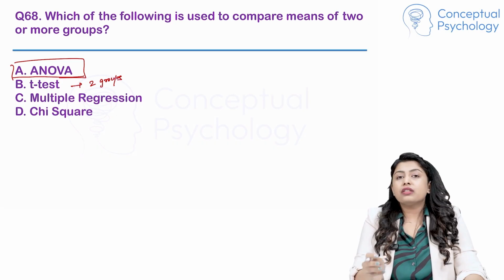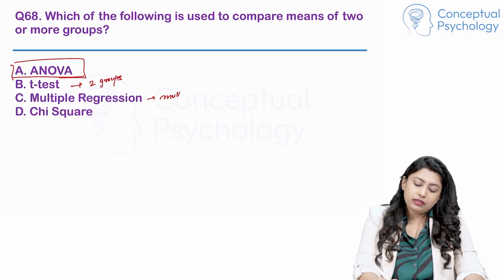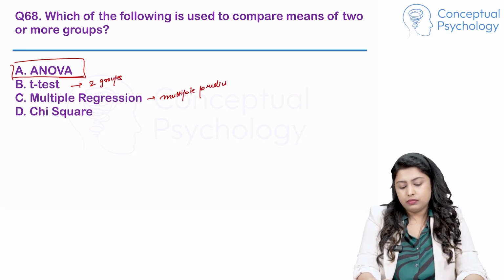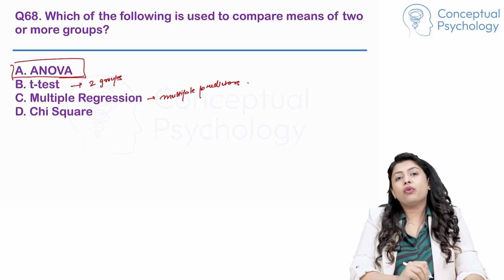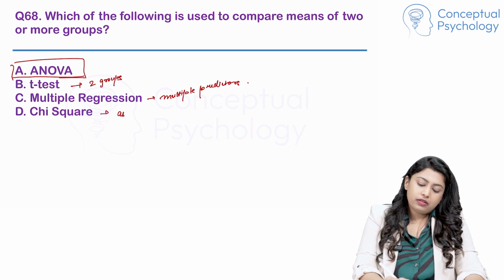Multiple regression is used for predicting outcomes based on multiple predictors. Chi-square is used for testing associations between categorical variables.